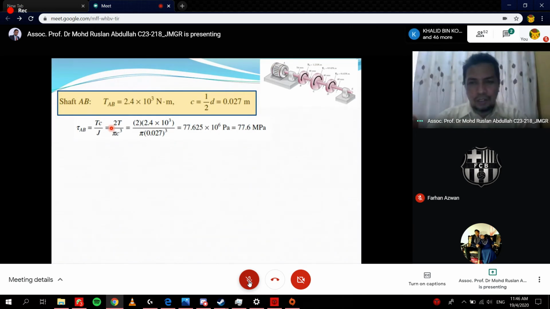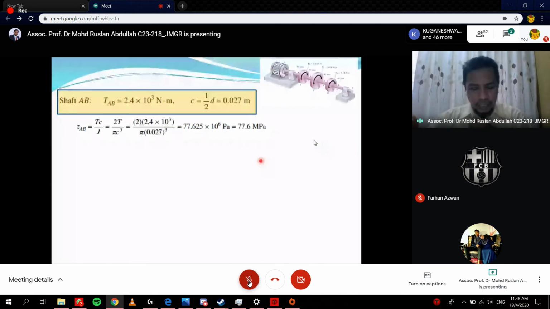We want tau maximum, and this shaft is solid. So we can simplify this formula to tau equals 2T over pi c cubed, with T equal to 2.4, and this is the R. Based on that, we can determine the tau, or the shear stress, between A and B.